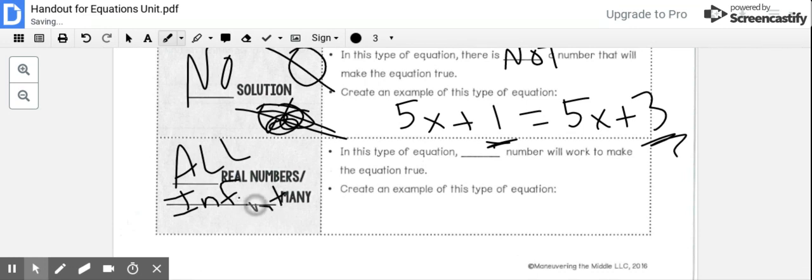Infinite. You're on your own for the spelling. Sometimes people just put a big I. So in this type of equation, any number will work to make it true.